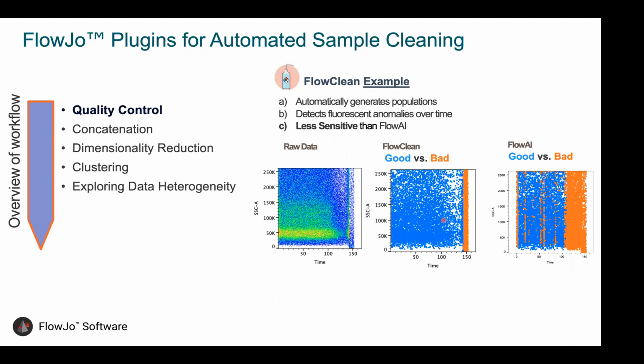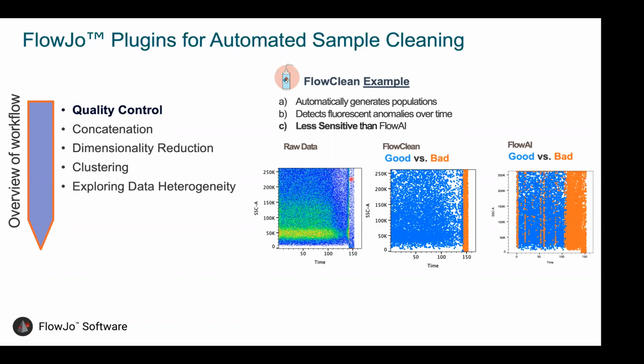Flowclean seems to do a better job here. It addressed only the unstable region towards the end. But FlowAI, as you can see, also removed an excess amount of events even before the change point of the flow rate at this point.